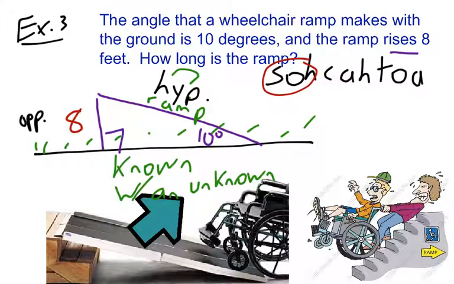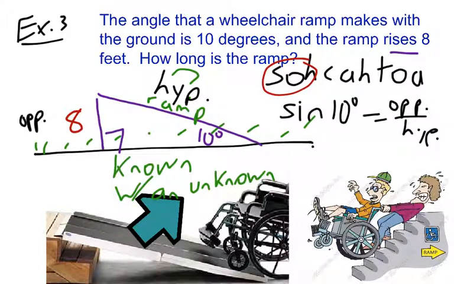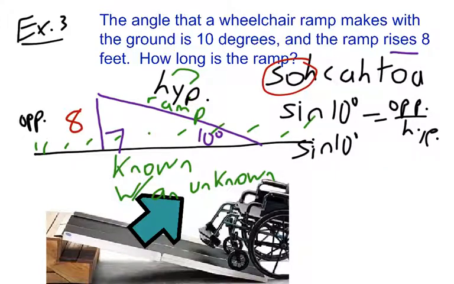So it's going to be sine of 10 degrees equals opposite over hypotenuse. And that means that the sine of 10 degrees, I gotta give this guy the boot. Sorry, buddy. Wasn't working for you anyway, right? So sine of 10 degrees equals 8 over my hypotenuse, which I don't know, so that's my x.